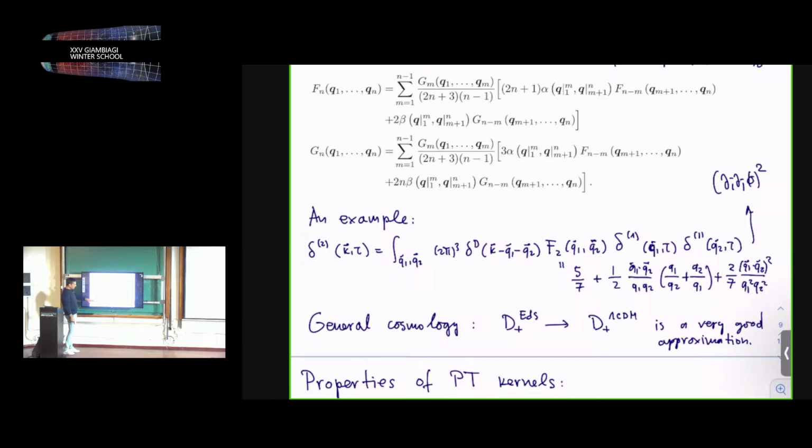What I wanted to say is that this is exact. This type of solution is exact only for the Einstein-de Sitter universe, in which we can separate space and time in the equations of motion perfectly, and we have a simple growth factor, which is just the scale factor. And these numbers in particular depend on this choice. However, it turns out that it is a very good approximation to use Einstein-de Sitter perturbation theory kernels even in a generic lambda CDM-like cosmology.